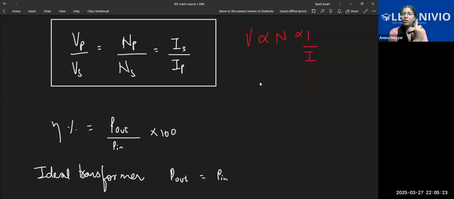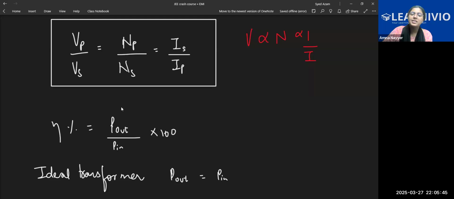Means primary coil's voltage and the number of turns of the primary coil, they'll come together. And voltage of the secondary and number of turns of secondary, they'll come together. But where you have primary, current is secondary. So Vp by Vs is equal to Np by Ns is equal to Is by Ip. S means secondary, P means primary.